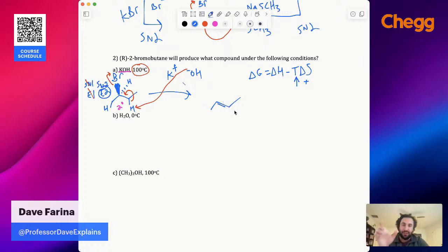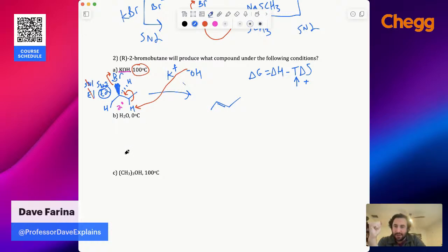And we concluded the 2-butene, because this is more substituted, right? This is a di-substituted product, as opposed to mono-substituted if we had 1-butene. More substituted alkenes are more stable for reasons basically of hyperconjugation, similar to why more substituted carbocations are more stable. So that's the first one. We went E2. Now let's do the next one.